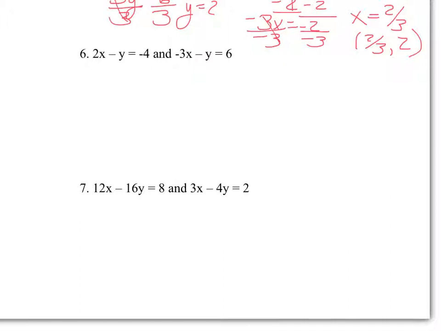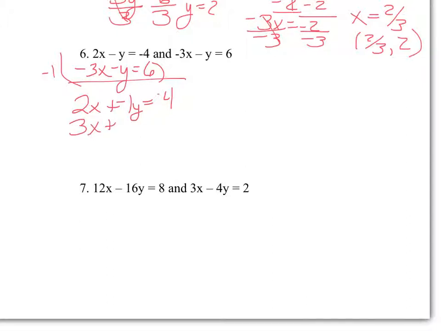So now for problem 6, we're going to line them up again. Negative 3x minus y equals 6. You'll notice my y's, again, are close to canceling each other out. I need to multiply this bottom one through by a negative 1. When I do that, the top equation stays the same. Negative 2x plus negative 1y equals negative 4. And 3x plus 1y equals negative 6.